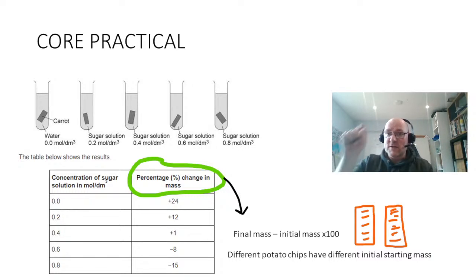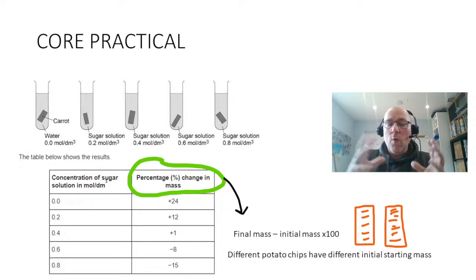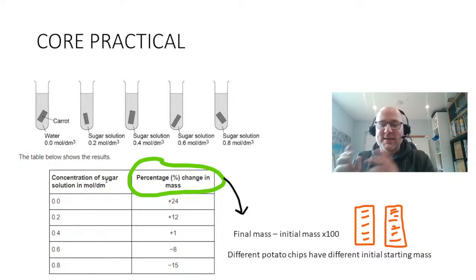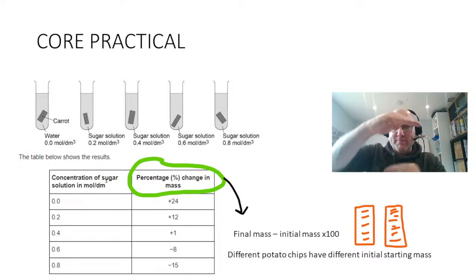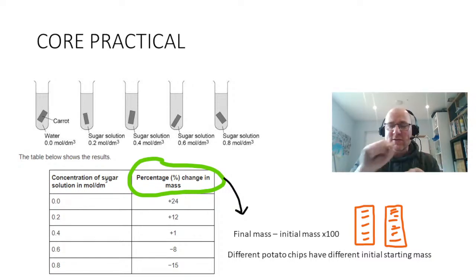So you do the difference over the original times 100 to get the increase. Okay, why do we change it to percentage mass? The idea is that although you've cut your chips or your carrots to the exact same size, you can't control the mass. Each carrot chip will have a different starting mass because there's a different amount of cells and sugars in those plants.